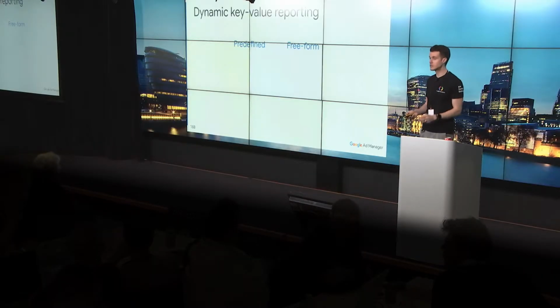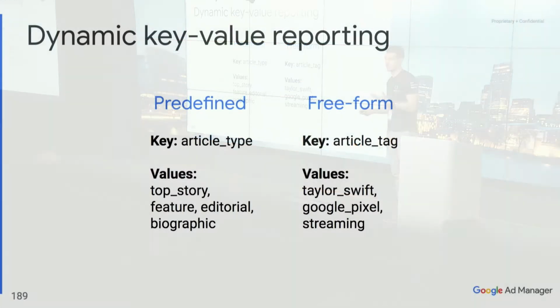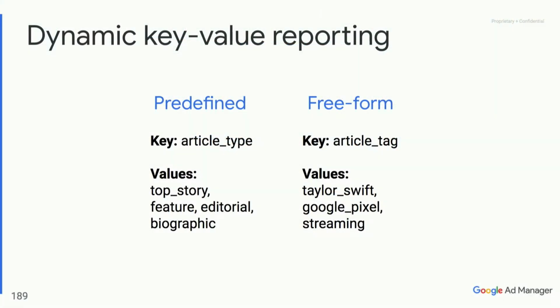So it's important to talk about the 2 different types of key values. So there's predefined, and then there's freeform. So predefined, like it sounds, you specify all of the values up front. But freeform is more dynamic in that it lets you define values on the fly. So if we're talking about articles in a CMS here, some predefined key values might be things like top story, feature, editorial, biographic. These could be all things that you tag an article with. And these things, they don't change that much over time because they're more of a structural concept.